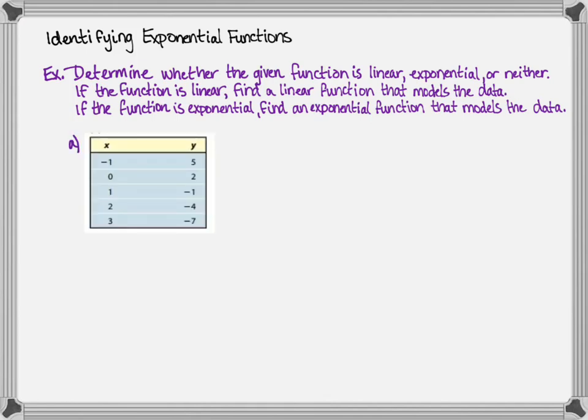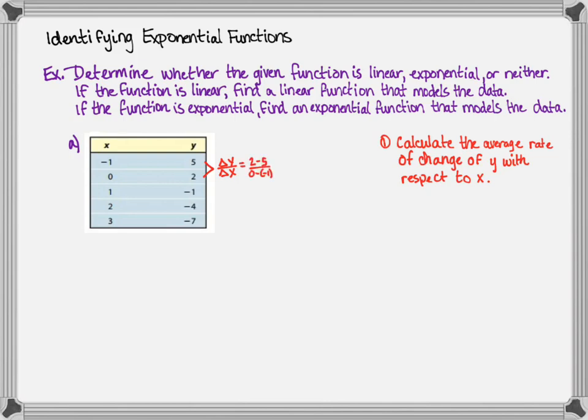So here's a table of x and y values. What we need to first do is calculate the average rate of change of y with respect to x. So between the first and second rows, we need to calculate the change in y over the change in x. 2 minus 5 over 0 minus negative 1, which is negative 3.